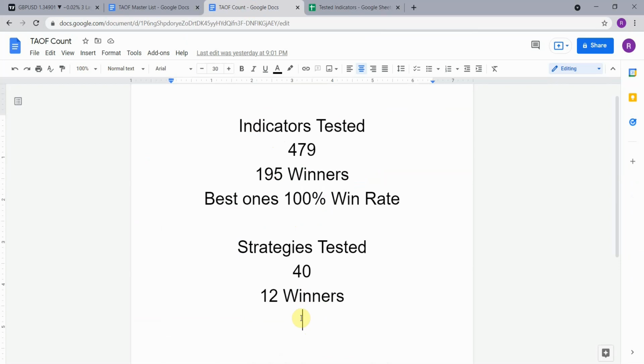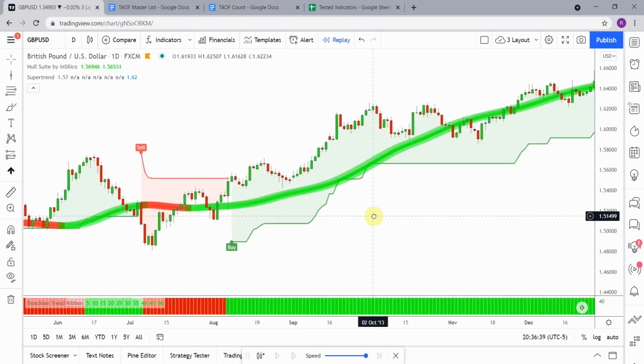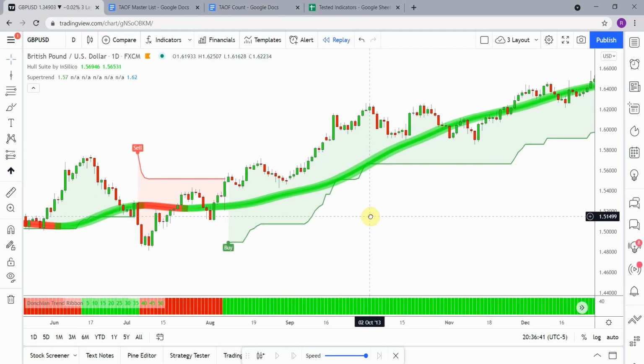Now you need to go back and watch those videos to understand the context of how they were able to achieve that. So go back and watch those videos and see what you can get out of those winning indicators. Keep in mind that we test all these indicators and strategies on the Forex market, but they can be applied to just about any market universally. They're pretty versatile.